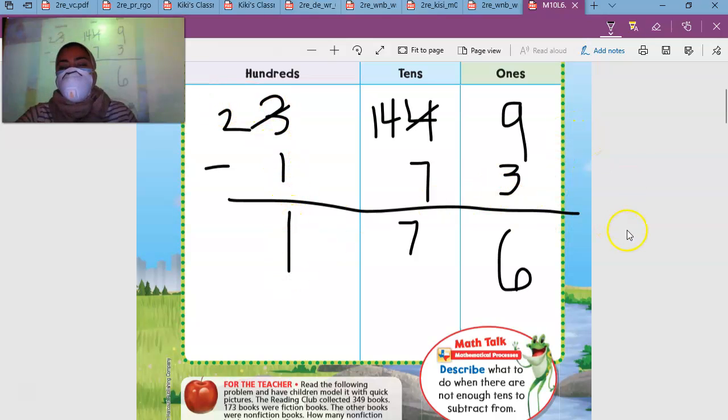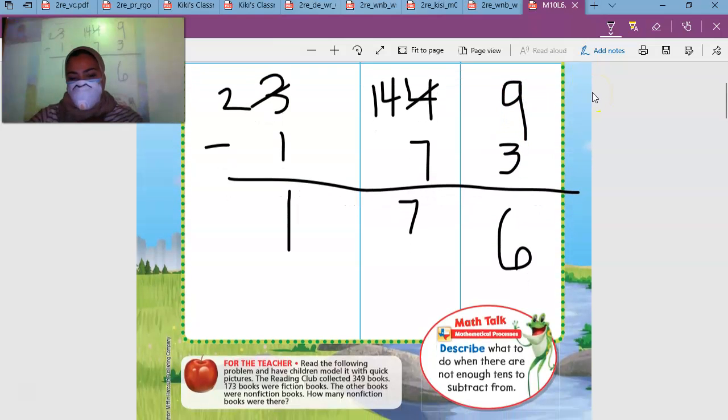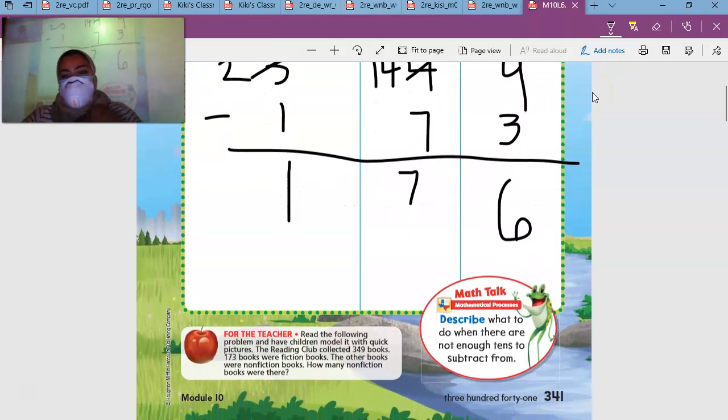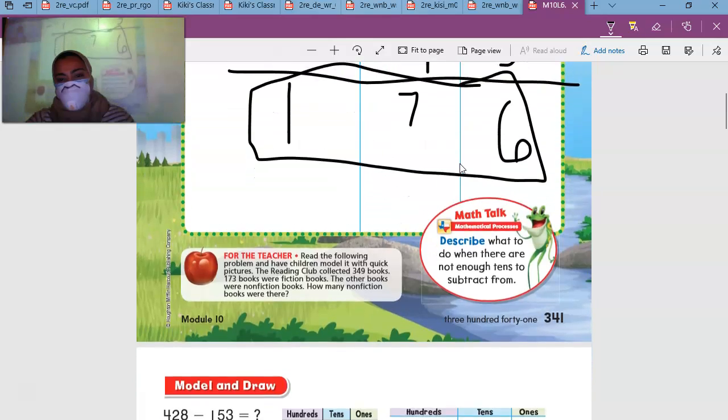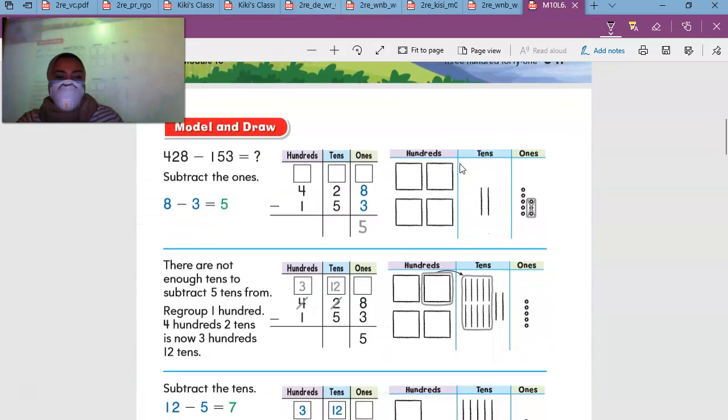So when they say that today we're focusing on subtracting with regrouping in the hundreds place, that means that you will borrow from the hundreds place, and the tens place is the one that's going to need to be regrouped, not the ones place, right? So what's your answer, class? 176. Very good. Box your answer, 176. Awesome. All right, moving on.